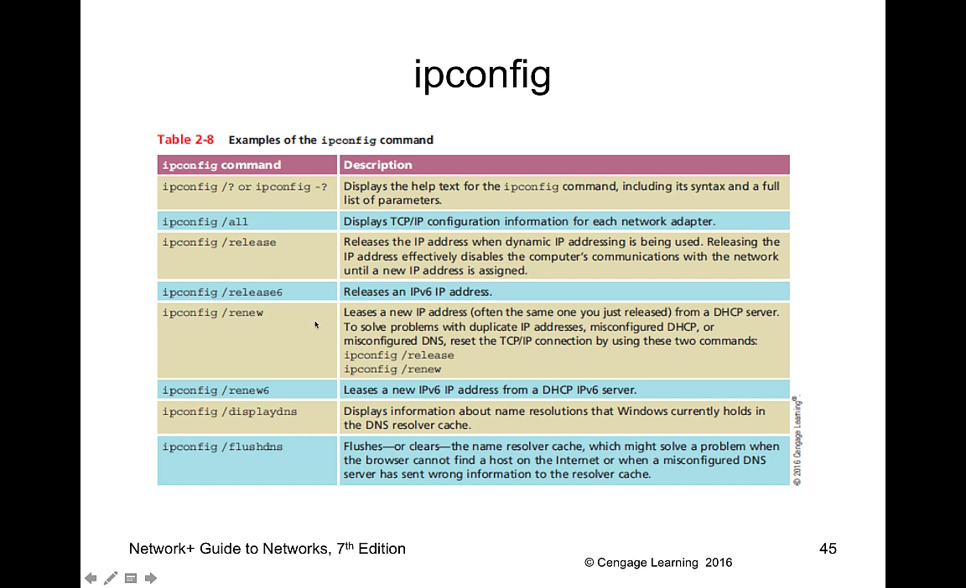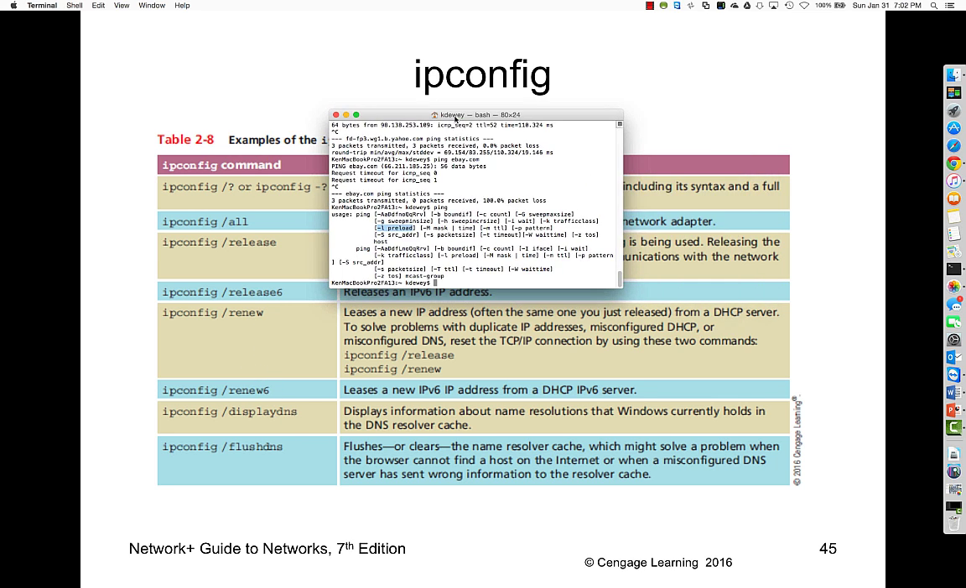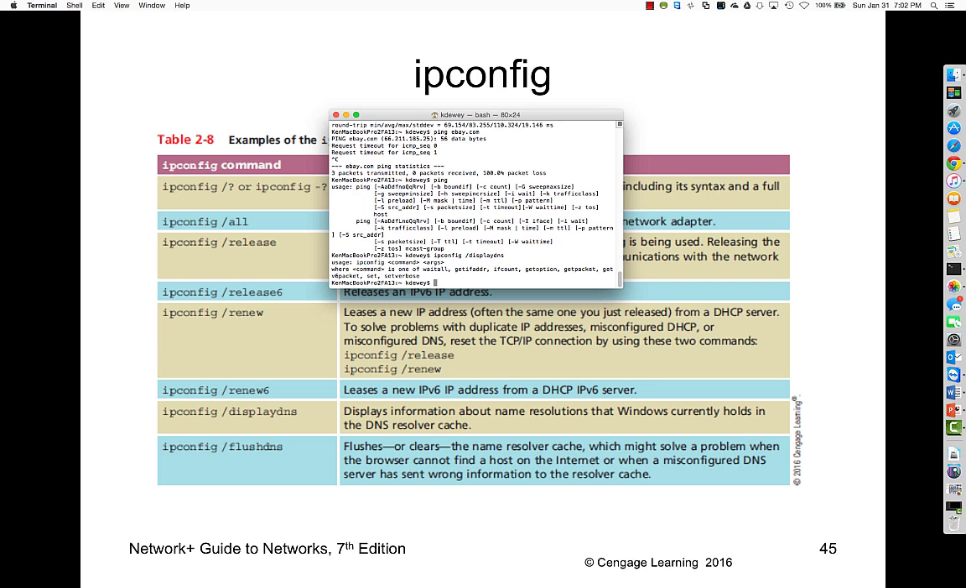ipconfig, I showed you this already. ipconfig can return information about your network configuration. Returns all your information. You can also release, you can renew, you can release 6, renew 6. You can display your DNS, and you can also flush your DNS. I can go in here and type ipconfig /displaydns, and we'll see.